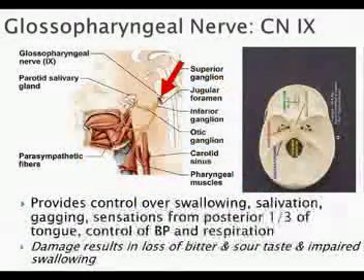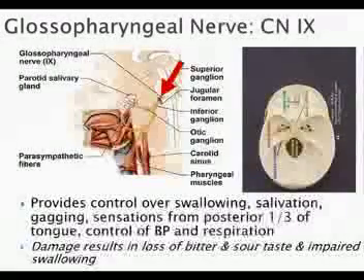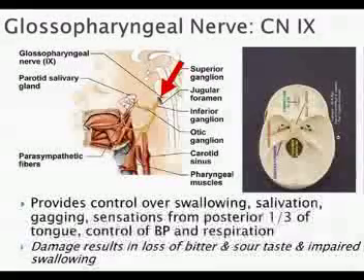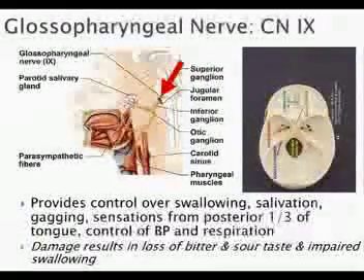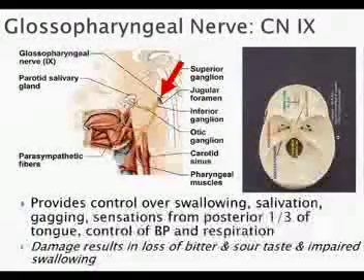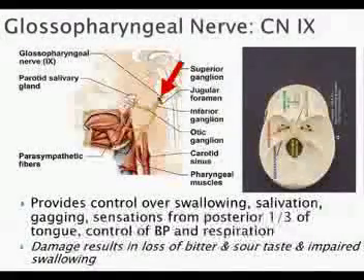The glossopharyngeal nerve is CN9. This is going through the jugular foramen, and we're going to see a bunch of nerves that pass through the same foramen. And as you might guess, it's going through the jugular foramen in the throat. It's going to provide control over some sensations in the back third of the tongue, also with swallowing, and it also is involved in some control of blood pressure and breathing.